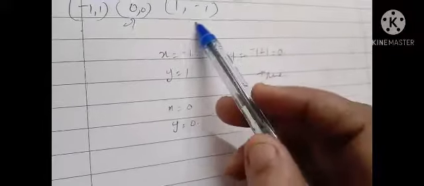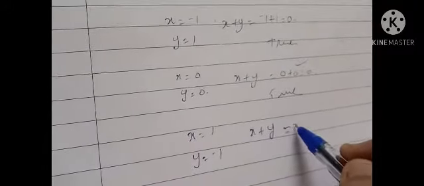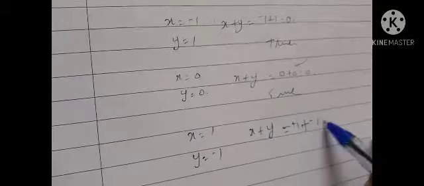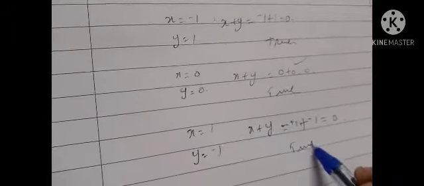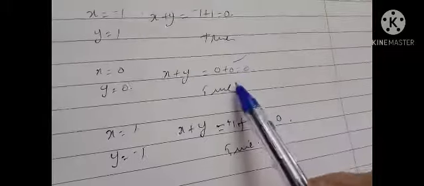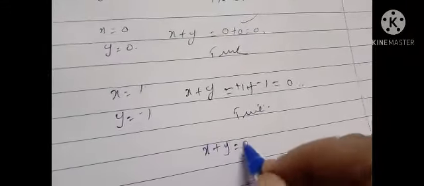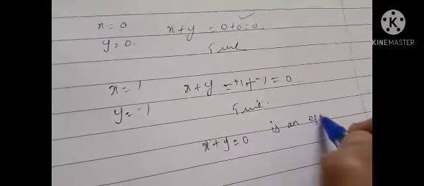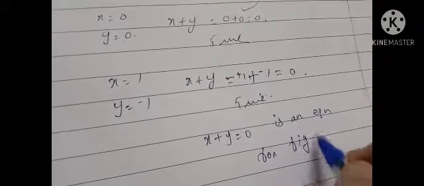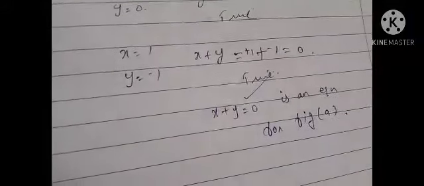Then we can check that by the third solution, that is x equal 1, y equal negative 1. Then we can add x plus y, that is 1 plus negative 1, that is equal 0. So here also it is true. Here in these three cases it is true. So we can say that x plus y equals 0 is an equation for figure A. Then we can check the other two choices.